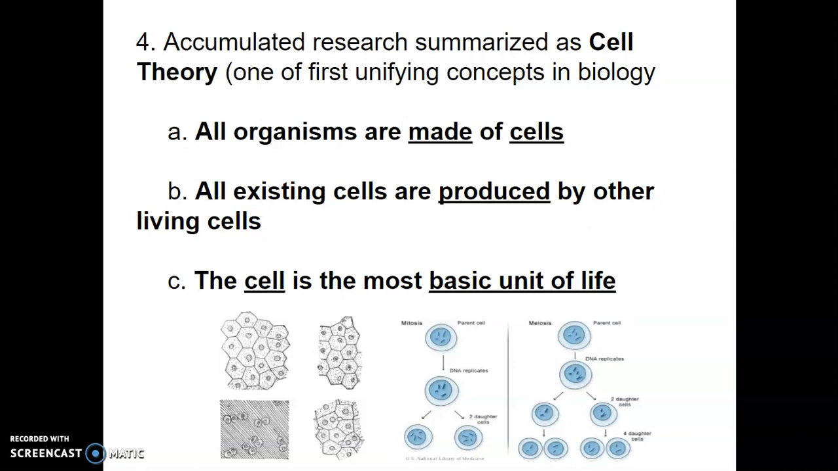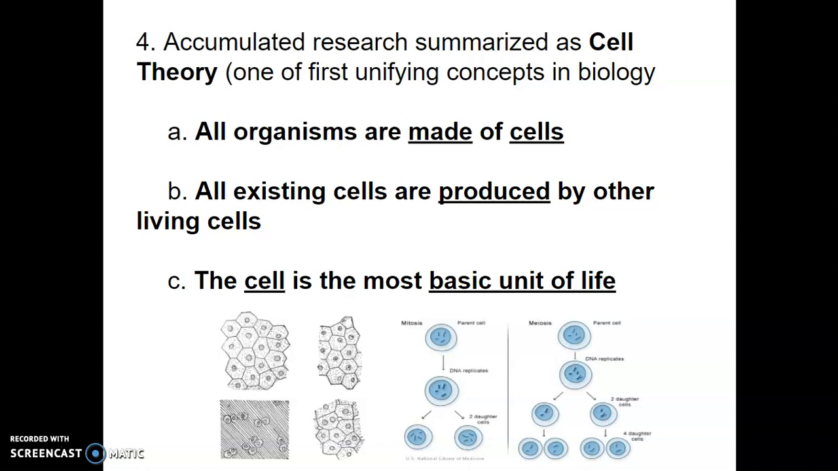We don't just magically have a cell pop up. We don't get a concoction of proteins and all these different carbohydrates and such, nucleic acids, and all of a sudden, ta-da, a cell is formed. No, they come very methodically through a process mainly called mitosis, as we'll learn about in, I think it's our next unit. But all existing cells are produced by other living cells.